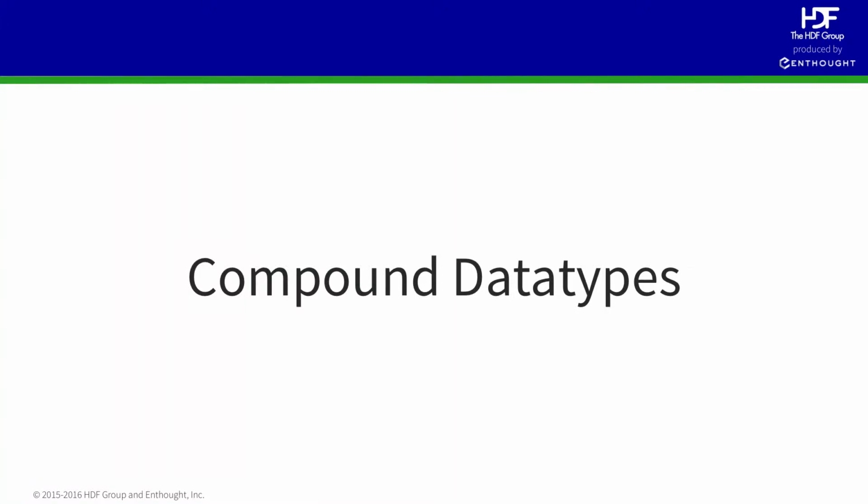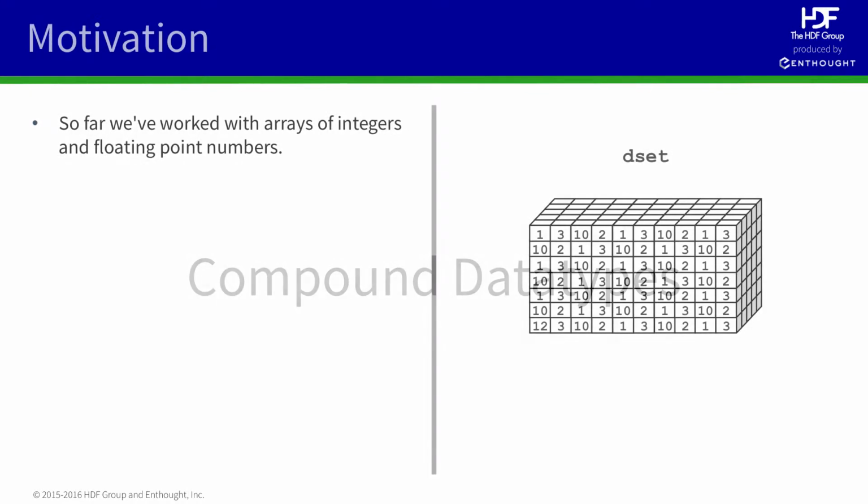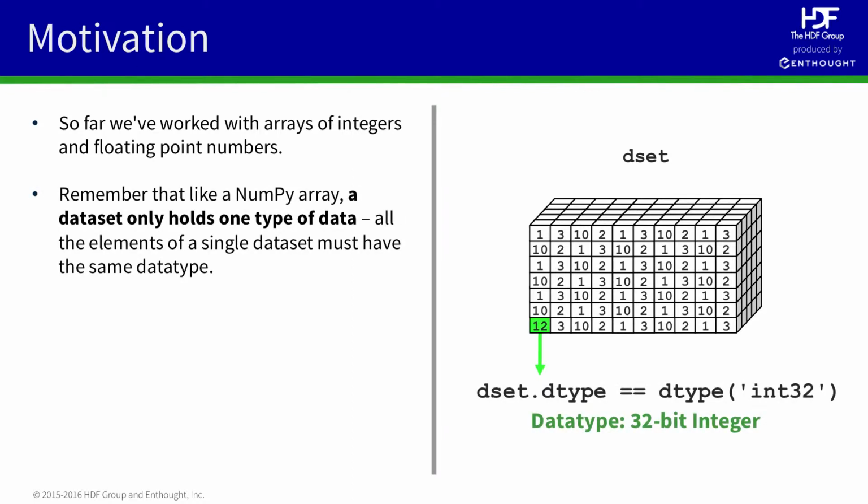In this lecture, we discuss an HDF5 technology called Compound Datatypes, which allow you to effectively represent tabular data. In the examples so far, the datasets that we've created have all been of a very simple type. For example, integers, floating point numbers, booleans, complex, and so on. And remember that just like a Numpy array, every element of a dataset has to have the same type. For example, this dataset consists of 32-bit integers.